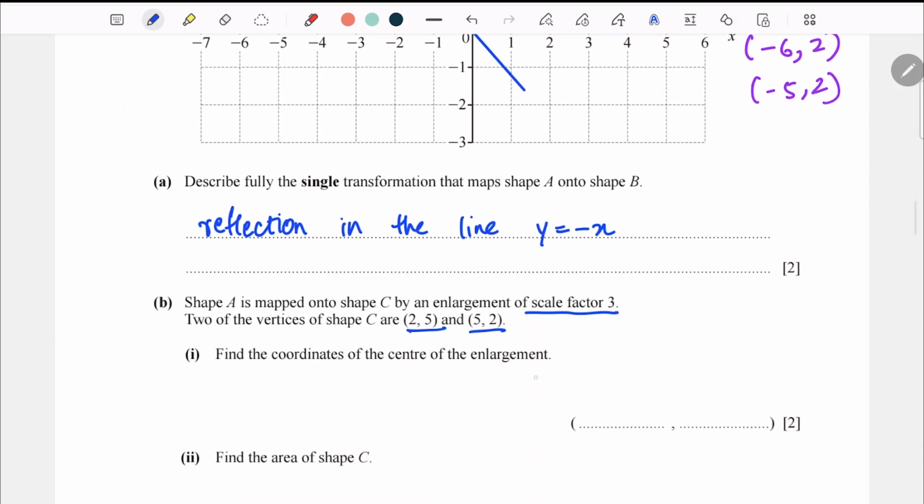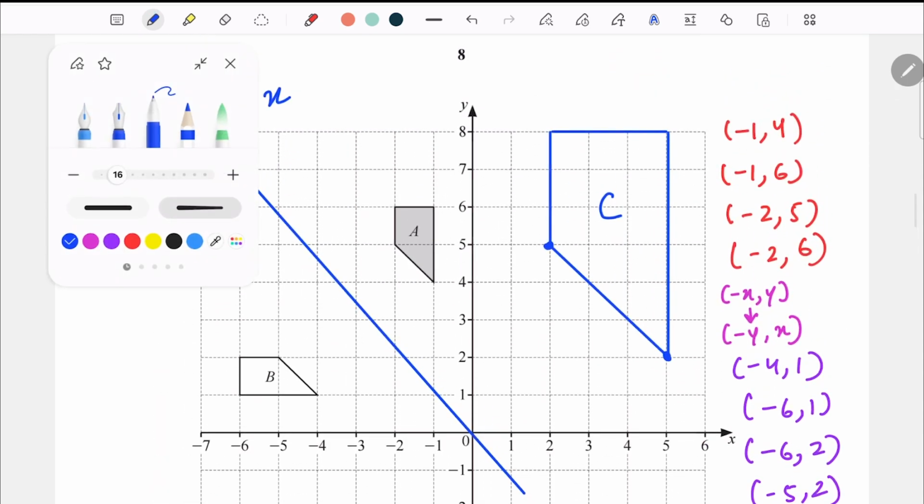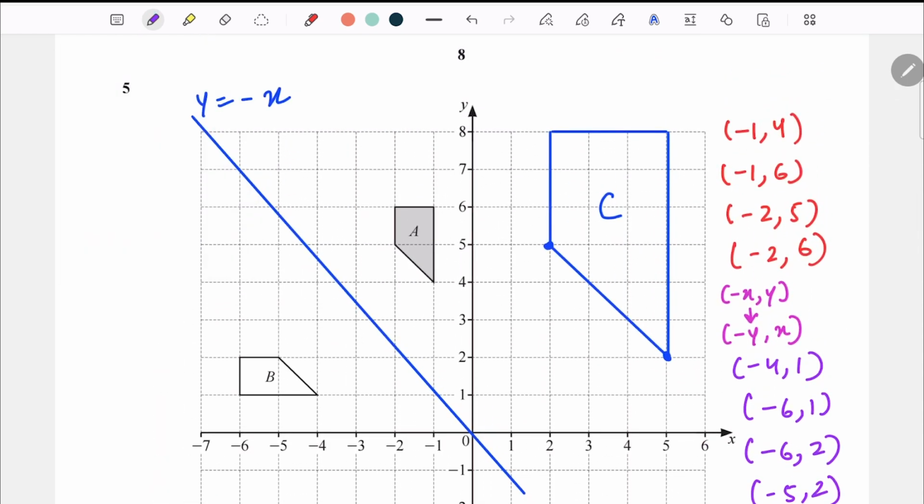Find the coordinates of the center of enlargement. To find the center of enlargement, we'll basically connect the vertices of A and C, the corresponding vertices of A and C.